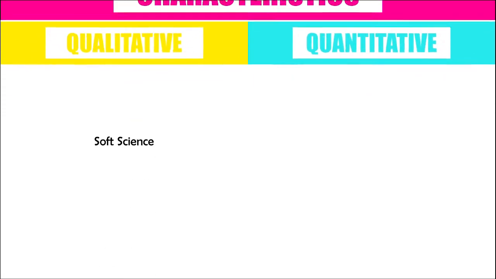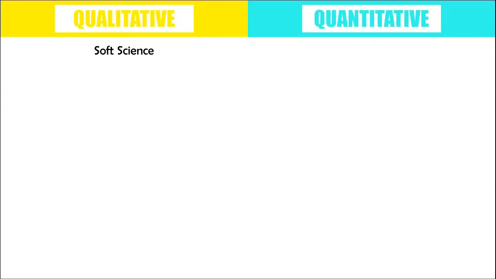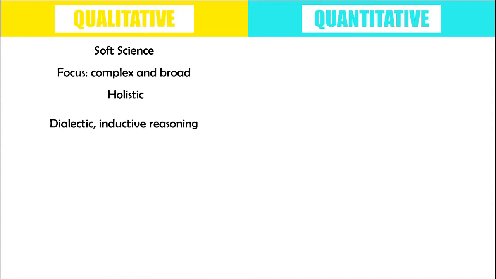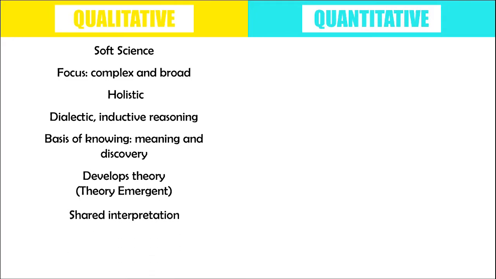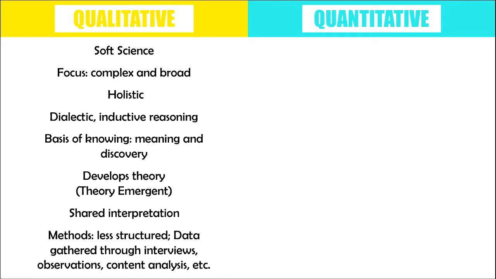Characteristics: in qualitative, soft science. Focus, complex and broad. Holistic, subjective. Dialectic, inductive reasoning. Basis of knowing, meaning and discovery. Develop theory. Shared interpretation. Methods: less structured, data gathered through interviews, observation, content analysis.